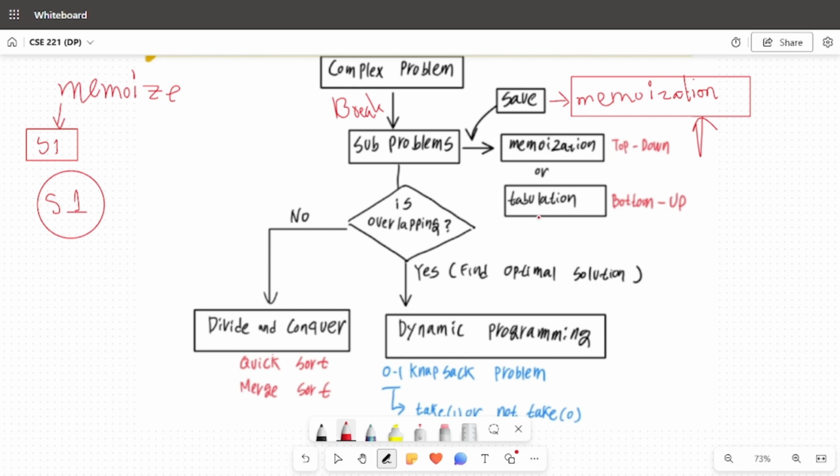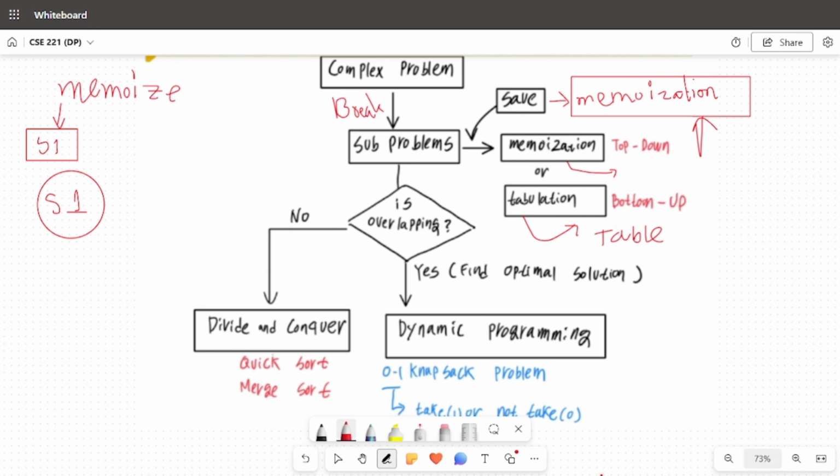What is tabulation? It is the same as memoization, it is just bottom up. In this approach, we solve all possible subproblems and store their results in a table. So tabulation makes a table to store your solution, and memoization stores it in anything, but not in a table, right?